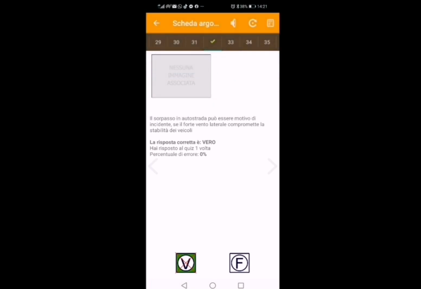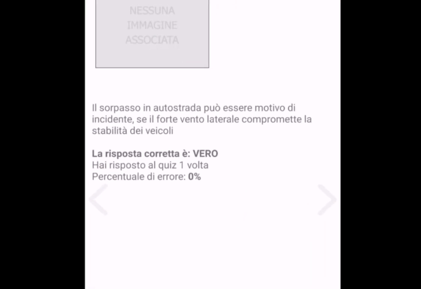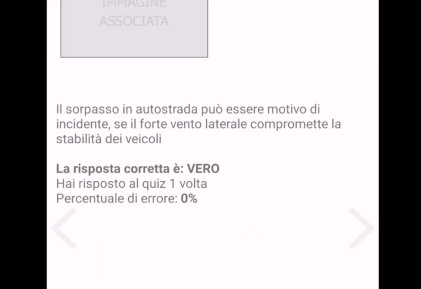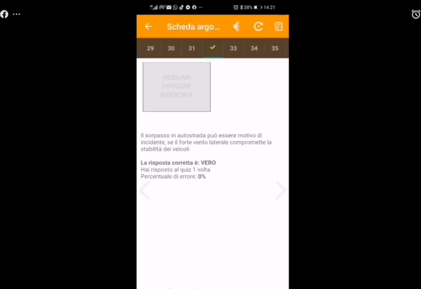It is true. In this case, they also said, il sorpasso in autostrada può essere motivo di incidente se il forte vento laterale compromette la stabilità del veicolo. Overtaking can be a reason for accident in autostrada if a strong side wind compromises the stability of the vehicle. That is true, because that wind might be so strong that it will push the vehicle from the side and the vehicle will lose stability. If you are overtaking at that moment, whether it is your vehicle or the vehicle being overtaken that encounters that wind and loses stability, both of you might crash with each other. That is why when there is heavy wind, you should be very careful while overtaking. They are just pointing your attention to the possible dangers of overtaking.